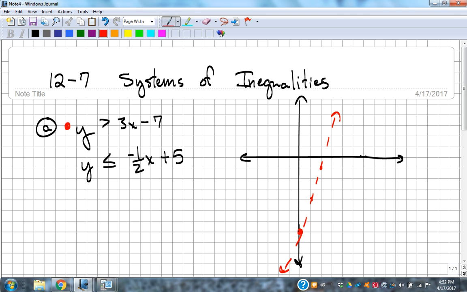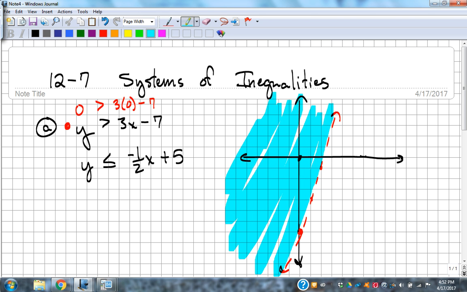Pick a point on one side. So I'm going to pick 0, 0 and say, is 0 greater than 3 times 0 minus 7? Is 0 bigger than -7? Yes. So that means I'm going to shade towards 0, 0. So I would shade this side of that line, because it was true. If it were false, I'd shade the other side.